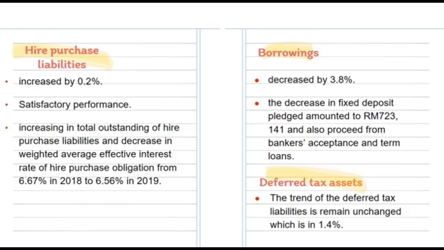And for borrowing, the trend in borrowings is decreased by 3.8%. This is possibly because of the decrease in fixed deposit pledged amounted to 723,141 and also proceeds from bankers acceptance and term loans. And as for deferred tax asset, the trend of the deferred tax asset liability remains unchanged, which is 1.4%.